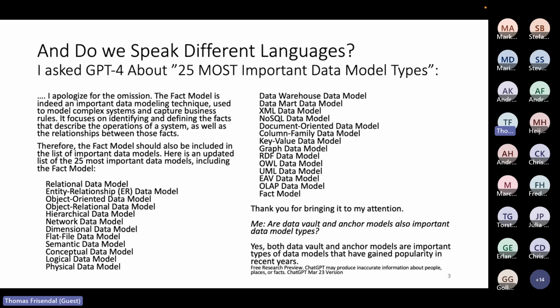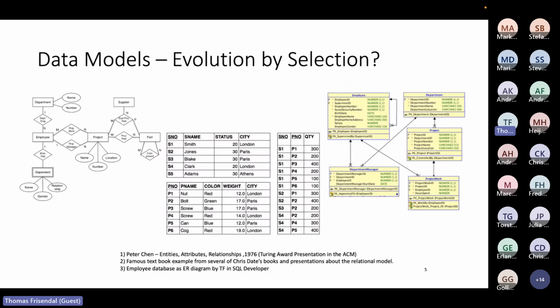So then I said, well, what about data vault and anchor models? Are they also not important data model types? And GPT-4 had to admit, yes, both data vault and anchor models are important types of data models that have gained popularity in recent years. So that sort of taught me that, yeah, okay, GPT-4, fine, thank you very much. I needed this information. So what is it that has been going on with data models?